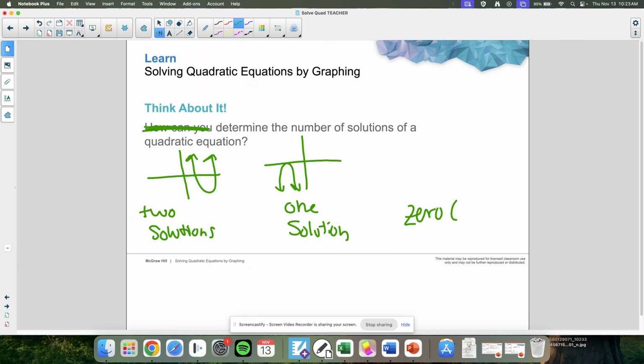Now, I'm going to put the word real in parentheses, and that's going to come into play later. But you could get 0 real solutions because, like, if your graph was going up, it's never going to hit the x-axis. So when you're graphing, you're either going to get 2 answers, 1 answer, or you're going to get no answers because it's never going to hit the x-axis. So today we are solving by graphing, which just means we're going to graph it and then see where it hits the x-axis.